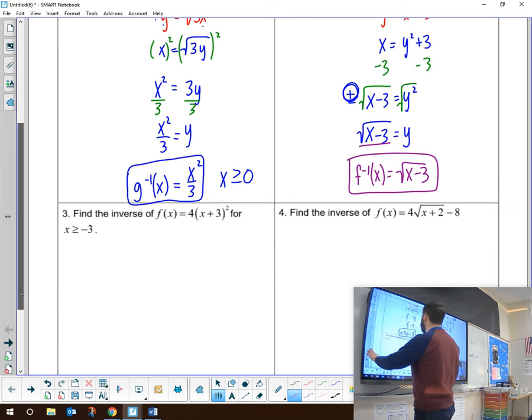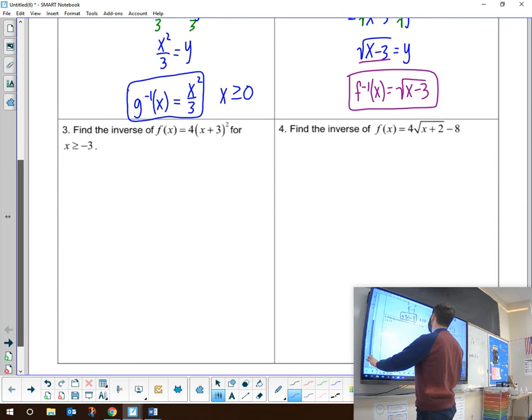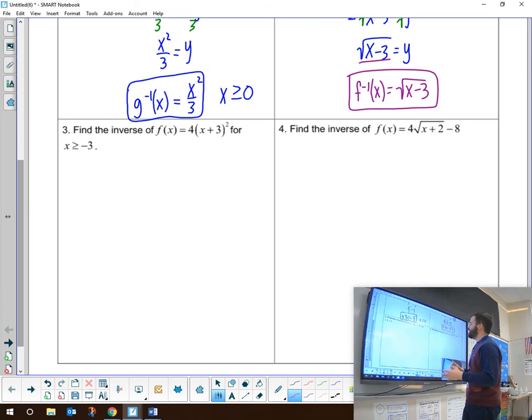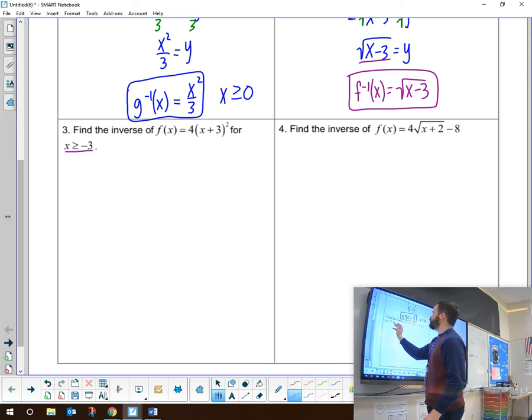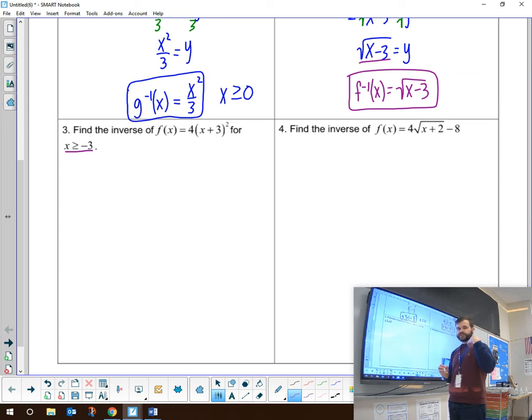Number 3 says, find the inverse of f of x equals that. It already tells us that it's greater than, so we're just going to be worried about the plus. So then we're going to go f of x, replace that with a y. So we're going to go y equals 4 times x plus 3 squared.